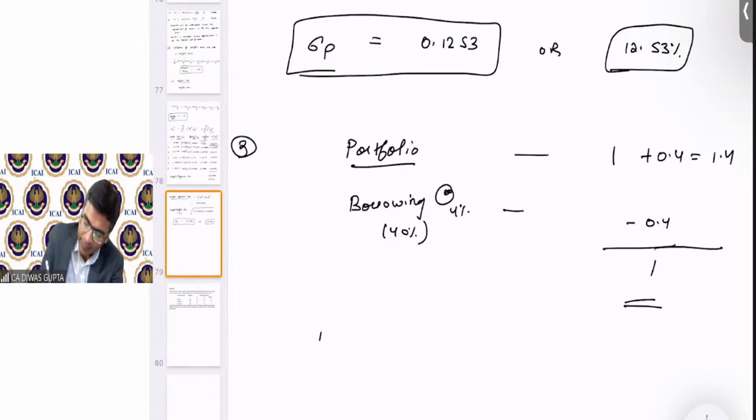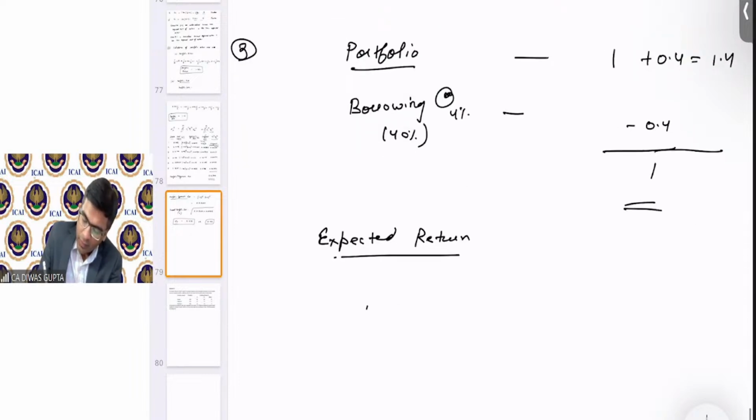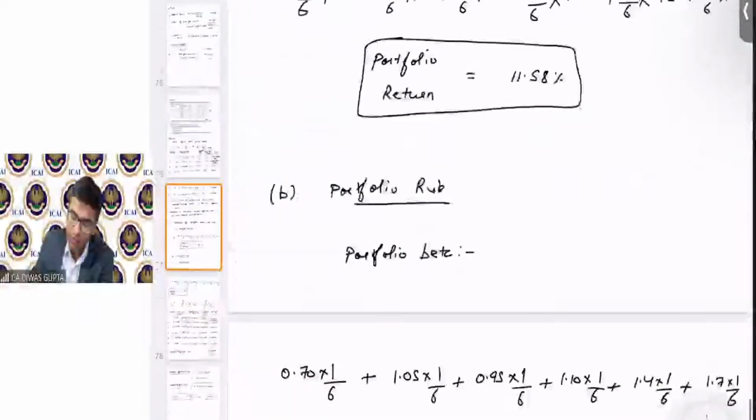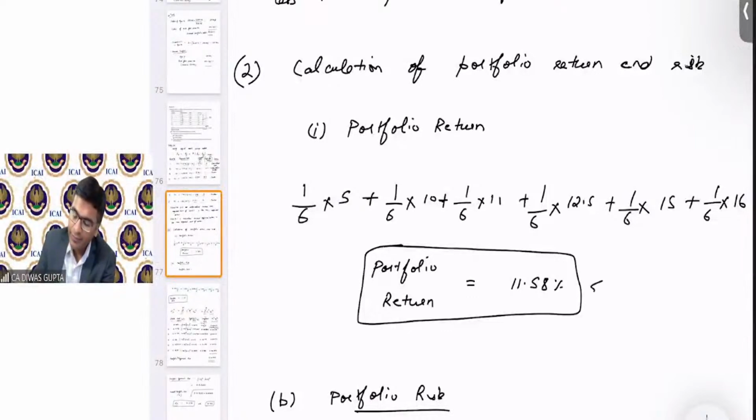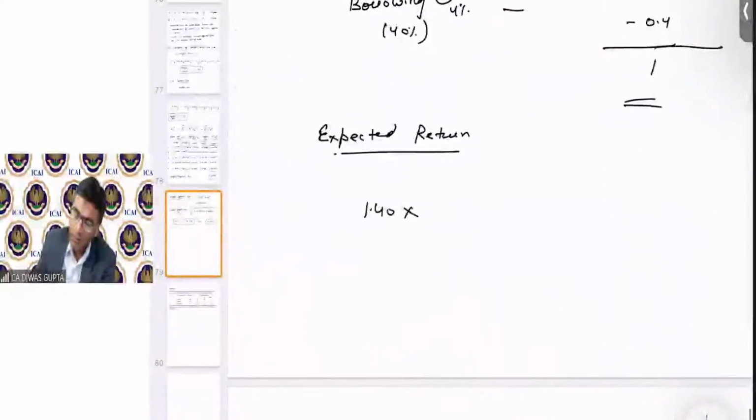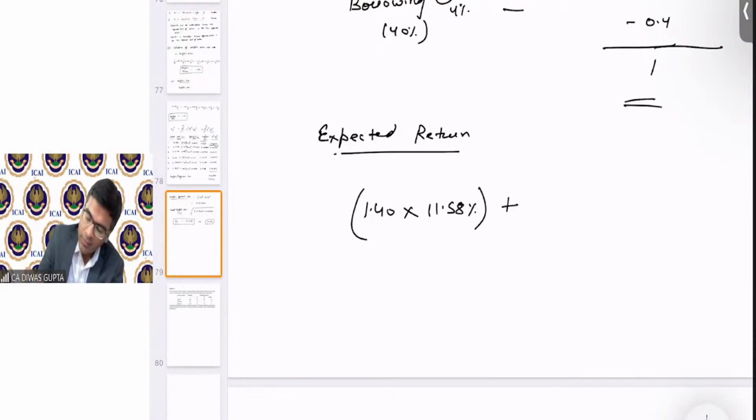Now, in this case, expected return, students, will be how much? 1.4 is the portfolio weight multiplied by the portfolio return. What was the portfolio return? We just now calculated above, 11.58. Plus, now the weight of borrowing is how much? Minus 0.40 into what is the cost of borrowing? 4%.